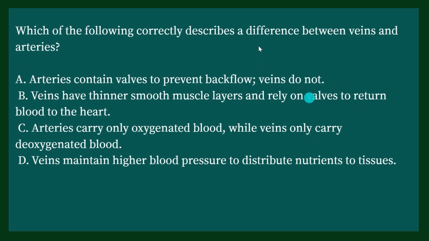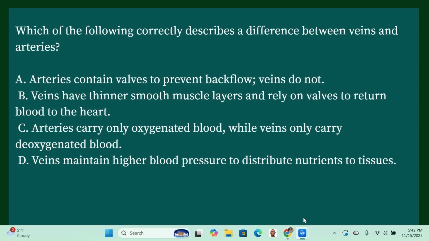Okay, one more question. Which of the following correctly describes the difference between veins and arteries? A, arteries contain valves. No, veins do not. Okay, so A is not correct because we're looking for correct. All right. B, veins have thinner, smooth muscle layers and rely on valves to return blood to the heart.